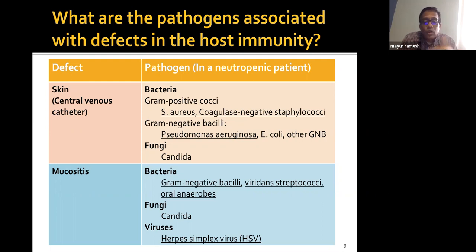How long do you give the prophylaxis, whether it's bacteria, fungi, or virus? Until the neutropenia resolves. Beyond that, it is not needed. We may extend the antifungal and antiviral prophylaxis depending on further immune deficit in the patient. And based on that, we may extend to cover other things, which we'll talk about down the road.